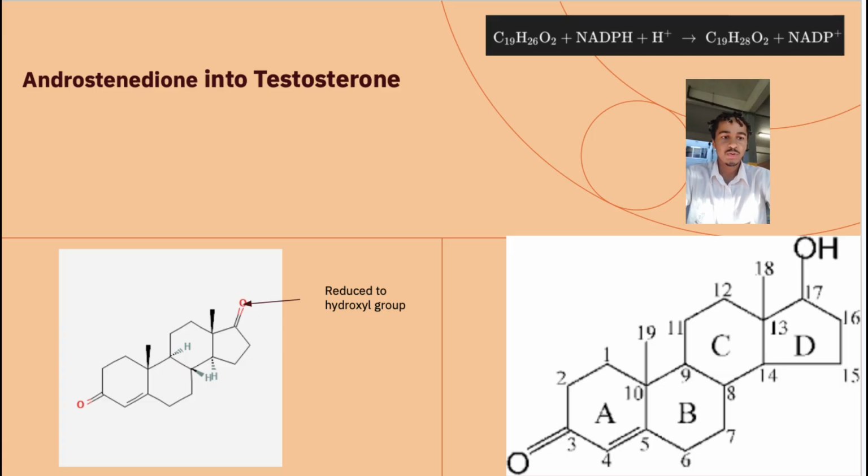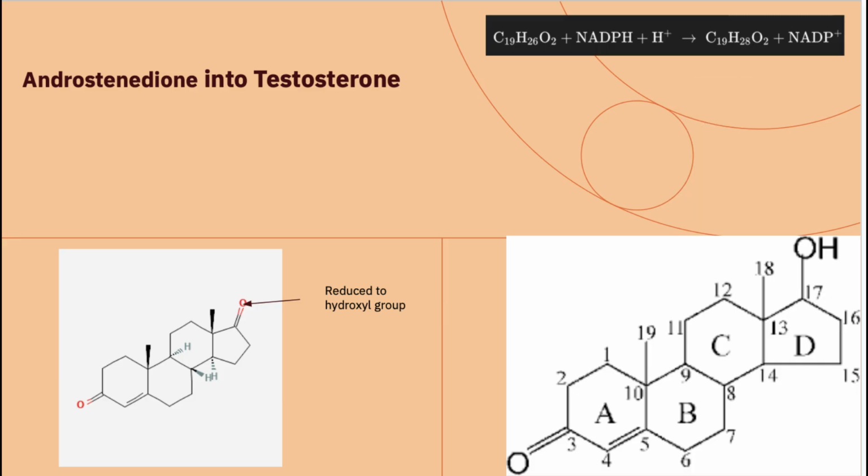The final reaction in the chain is between androstenedione and testosterone, where the enzyme 17-beta-HSD catalyzes an NADPH-dependent reduction of the C17 ketone to a secondary alcohol, where the oxygen double bond on carbon 17 is reduced to an OH hydroxyl group, as this process takes place in the testes.